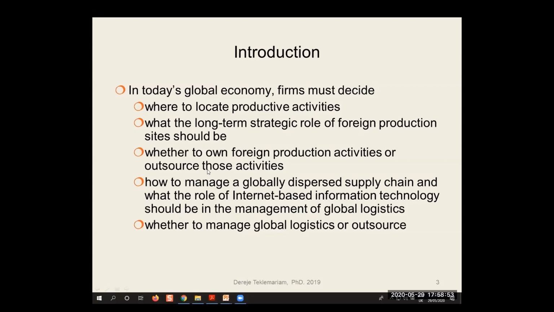Competitiveness for industries. So whether to own a foreign production site or to outsource it, or how to manage a globally dispersed supply chain, what is the role of, for instance, information-based technology, marketing or management, or the global production system, even logistics, whether to manage global logistics or to outsource it. So these are the key important issues that companies are challenged to decide about in international business. This is what we call direct or indirect. It means all about global production and supply chain management. So that's really in this decision.